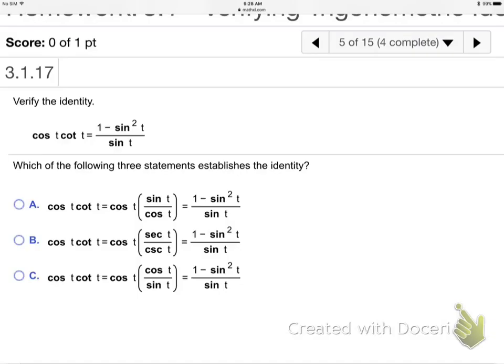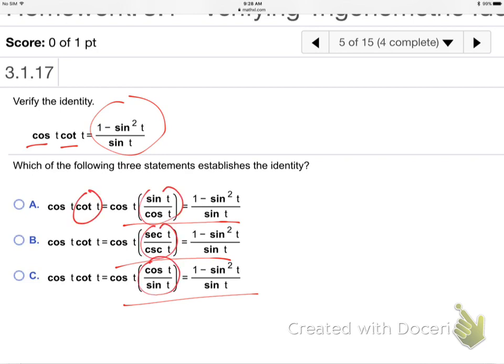So why would cosine times cotan be that big thing? I'm not sure. Looking down at the options here, it looks like they're trying to replace the cotangent piece with something. So which one of those is the correct replacement for the cotangent piece? What is cotan equal to? Cosine over sine, right? So that'd be this one, right? The other two are wrong, aren't they? Yeah. Part C. That was easy.